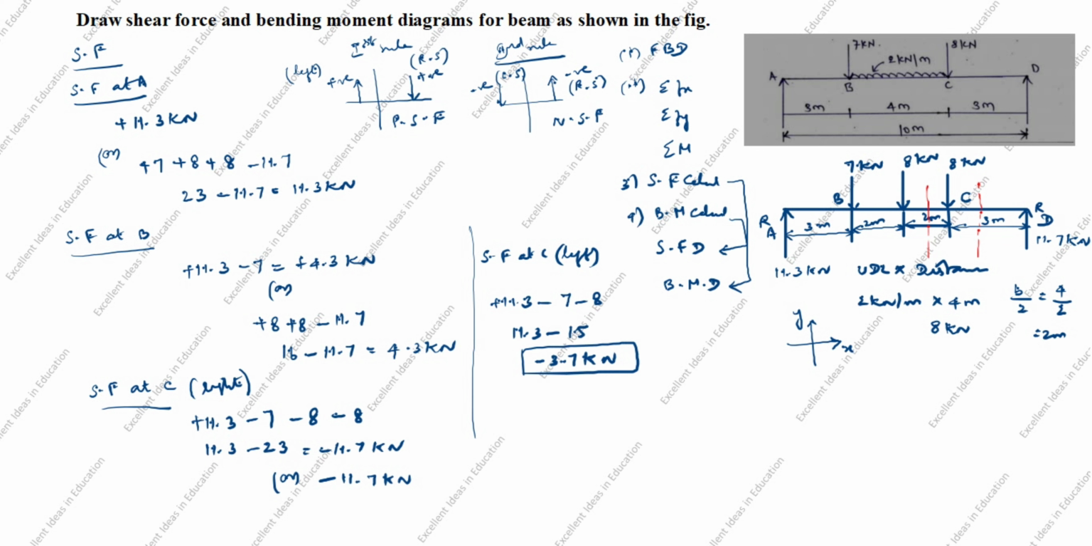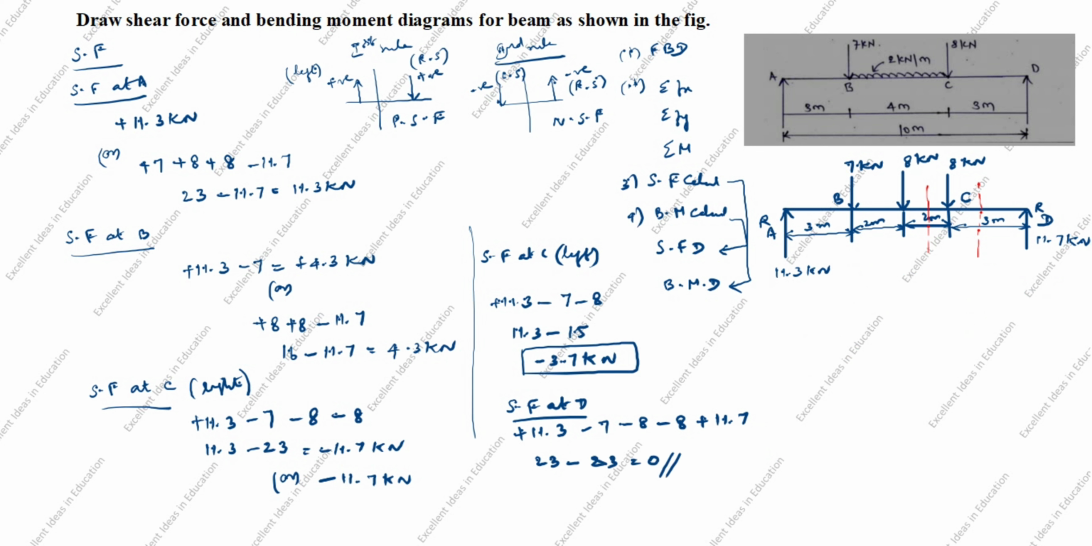Next, shear force at D. You see the arrow goes up. Up is positive. Plus 11.3. You see the arrow comes down. Arrow comes down is negative. Minus 7. Next also comes down. Minus 8. Next also comes down. Minus 8. You see the arrow goes up. Up is positive. Plus 11.7. 11.3 plus 11.7 is 23. Minus 7 minus 8 minus 8 is minus 23. Equal to 0.